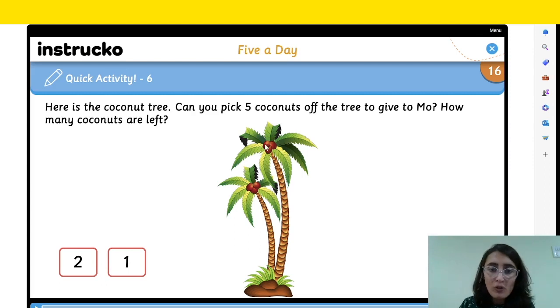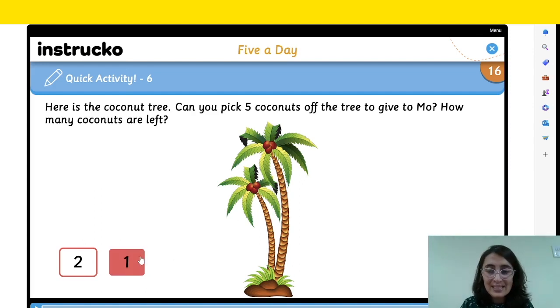Okay, so 1, 2, 3. So on the bigger tree, I have 3 coconuts, and on the smaller tree also I have 3 coconuts. I have to give Mo 5 coconuts, right? So I will take 1, 2, 3 coconuts from the big tree, and 4, 5, 2 coconuts from the small tree, and I will give 5 coconuts to Mo. Then now how many coconuts are left with me? Right, 1 coconut. I only have 1 coconut left with me, okay?